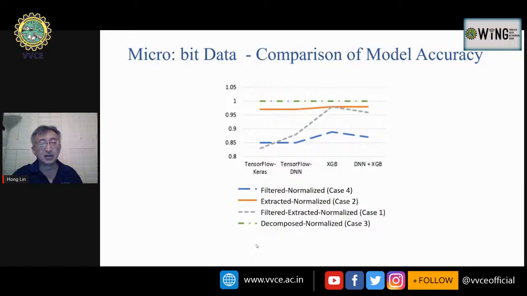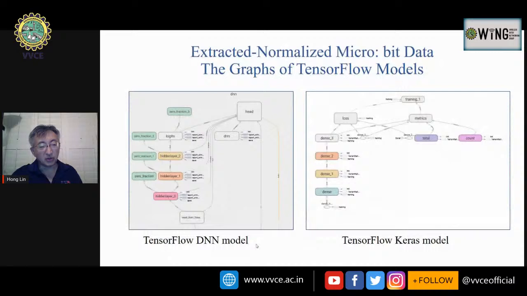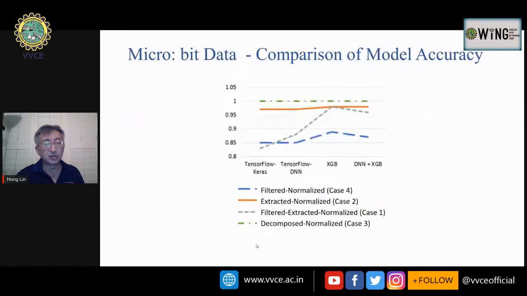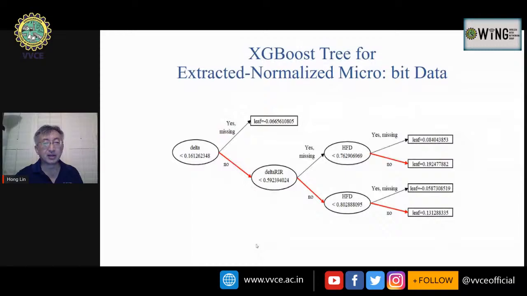So with this, we are able to build a model. This shows the structure of the DNN model and the Keras model. And the performance is not bad, based on the data shown here. Basically, we can readily get over 85% accuracy, no matter what kind of technology we use. So this is the XGBoost tree model.